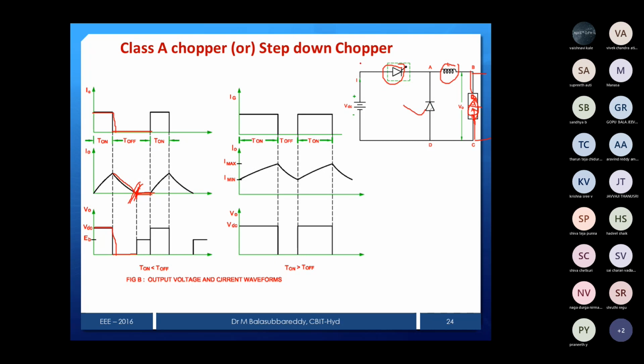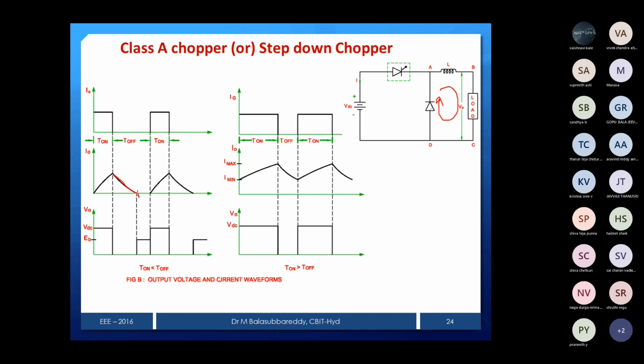See, the chopper is on, then what will happen? If the chopper is on, current passes through the inductor and load, and the output voltage is the same as the source. And when the chopper is off, then what will happen? Whatever energy is stored in the inductor is going to be dissipated through the diode. Then your current waveform will be like this. Current passes through the diode, and after some instant, that current also reaches 0. Now you can see this current also reaches 0.